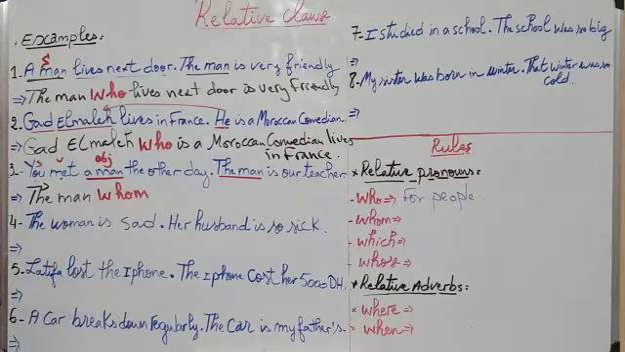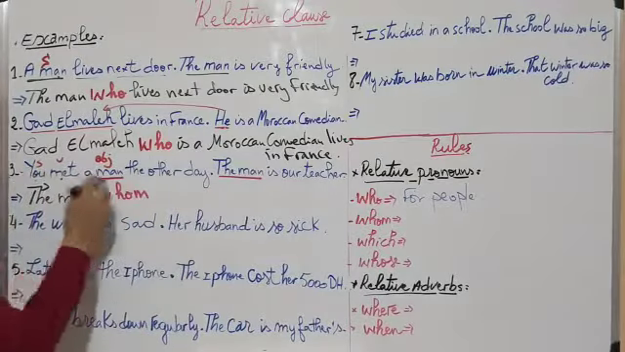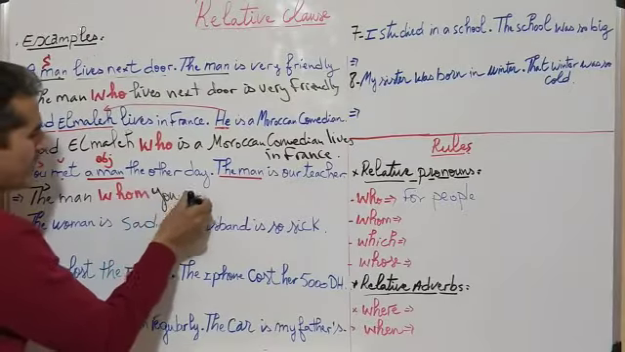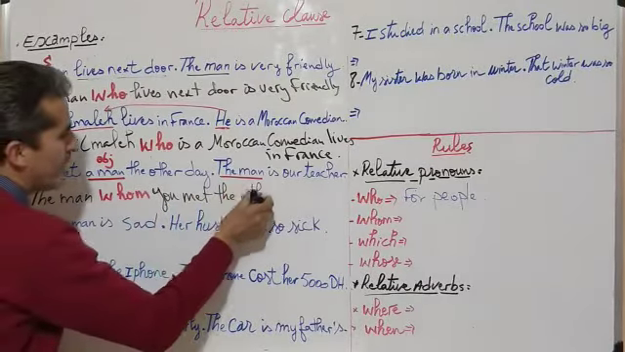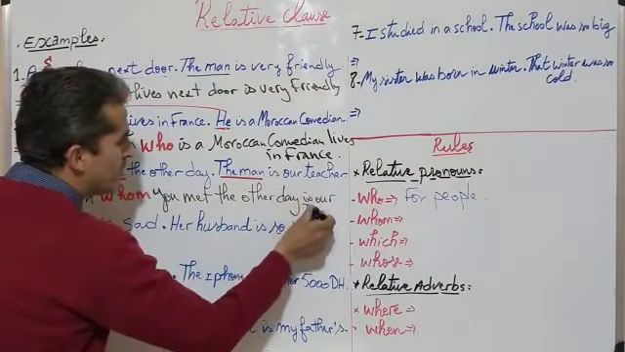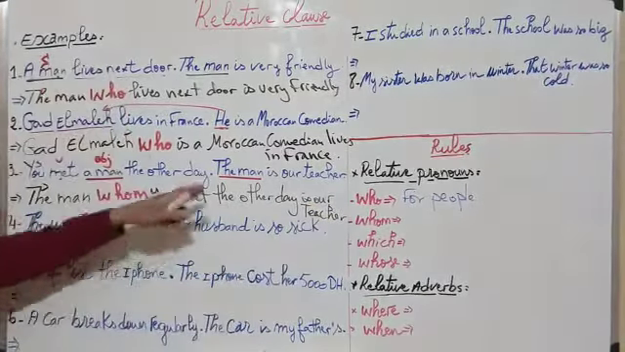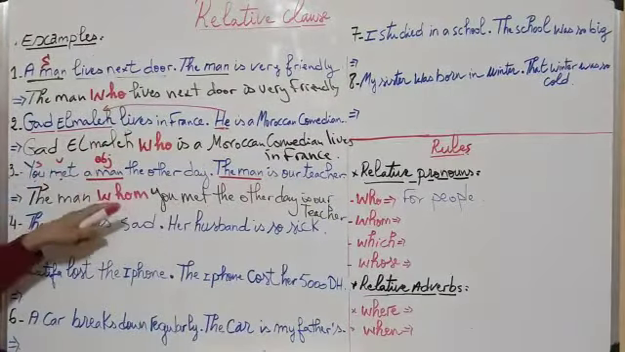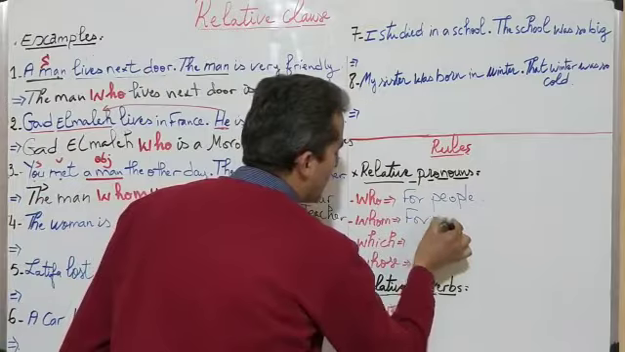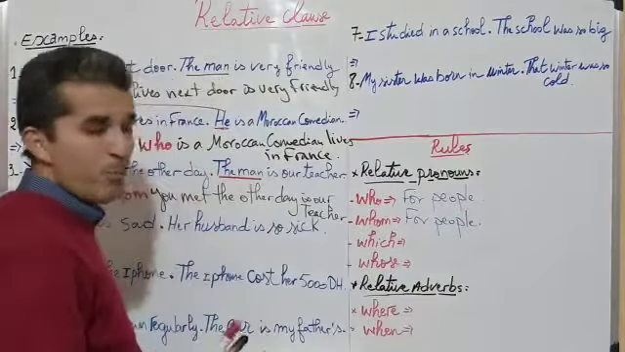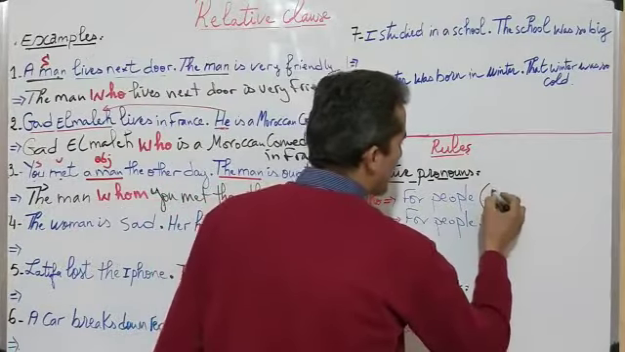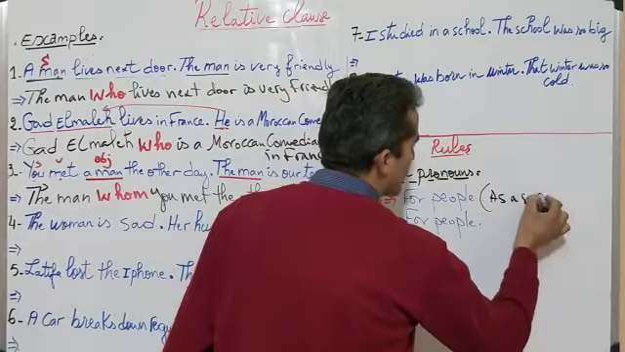So, the man whom you met the other day is our teacher. What replaces the man here, an object, is whom. It's the same thing, it's for people, or for a person. But the difference between who and whom: who, we use it to replace a subject. Okay?